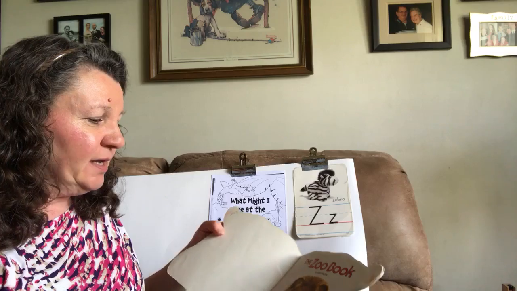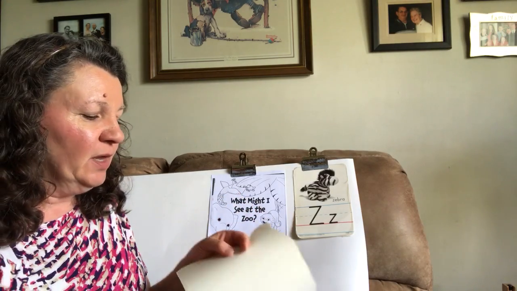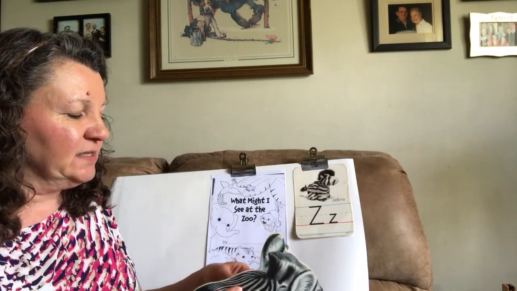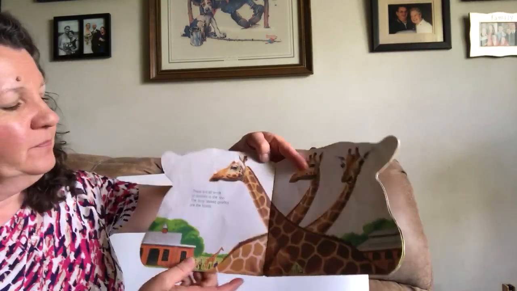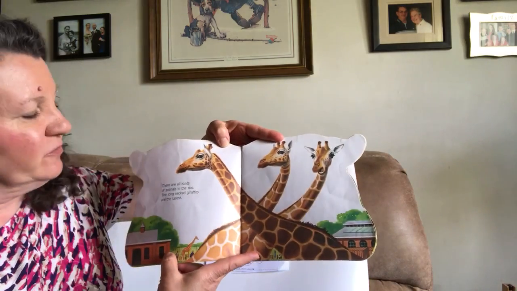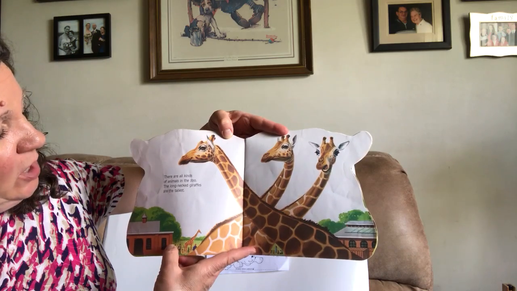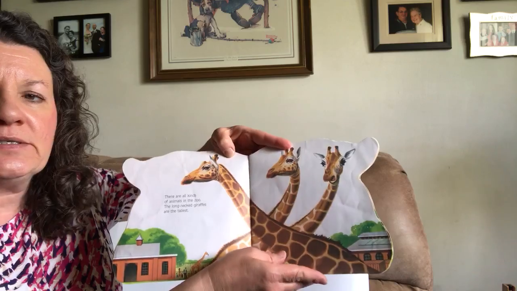Now this is by Jan Flug. She's the author and illustrator of this book. And what animal is this one? That's a lion. That's a lion we might see at the zoo. Okay, you ready to listen? All right, you know what animal this is? These are giraffes. Giraffes are very long animals. There are all kinds of animals in the zoo. The long-necked giraffes are the tallest.